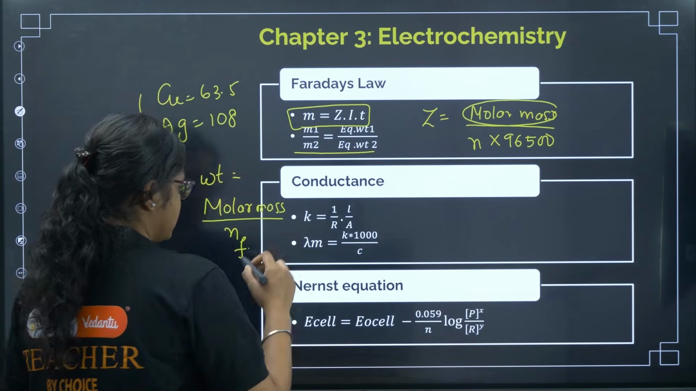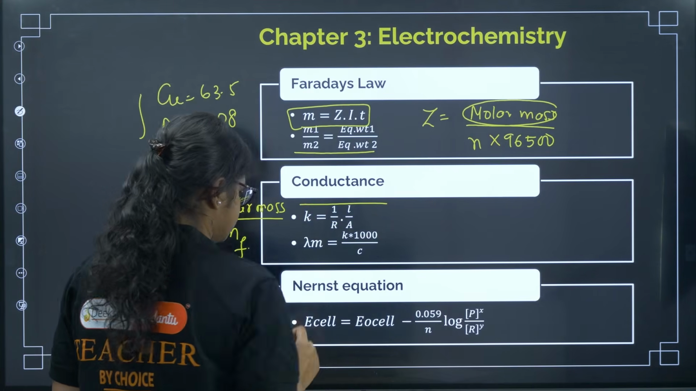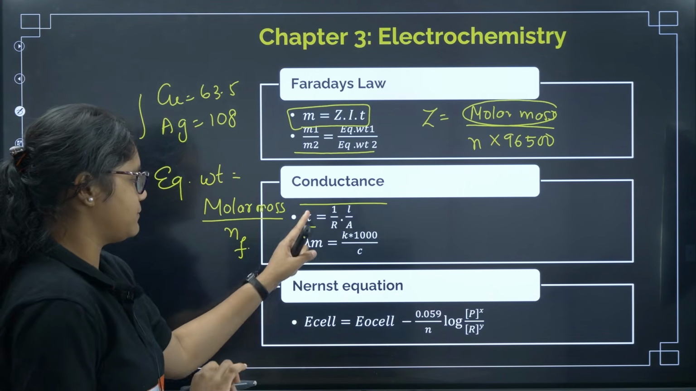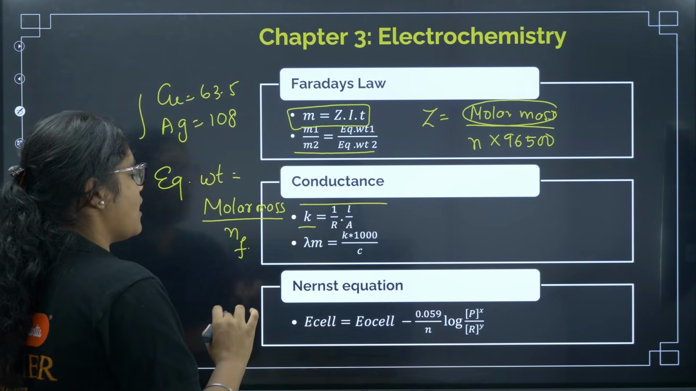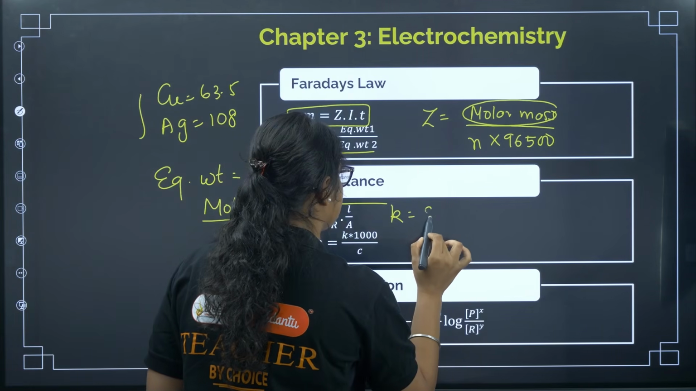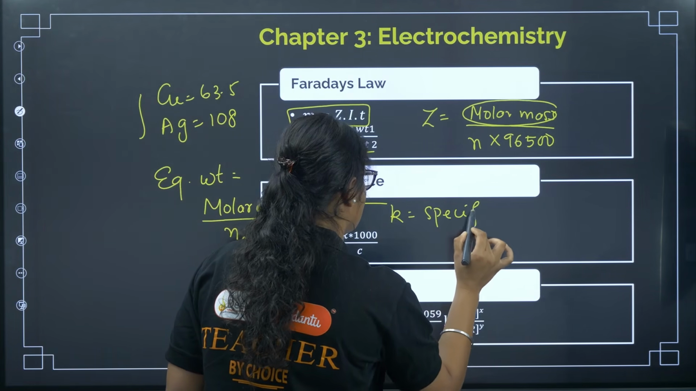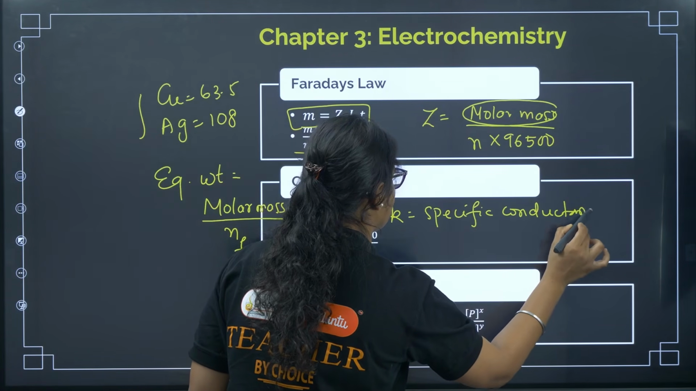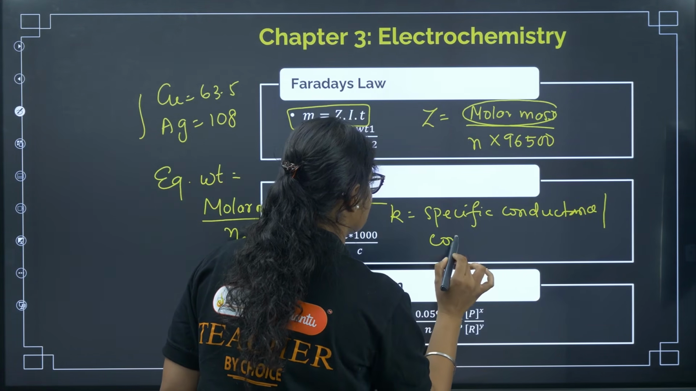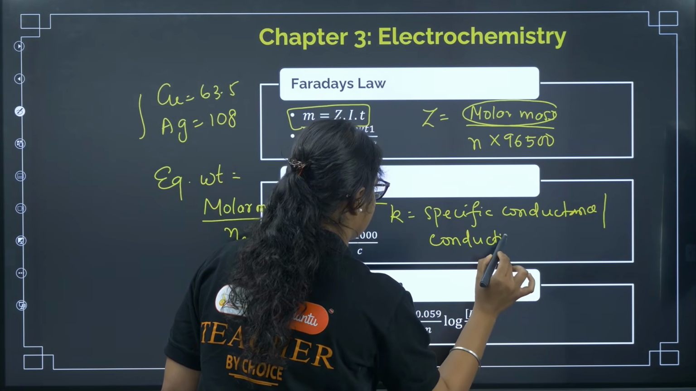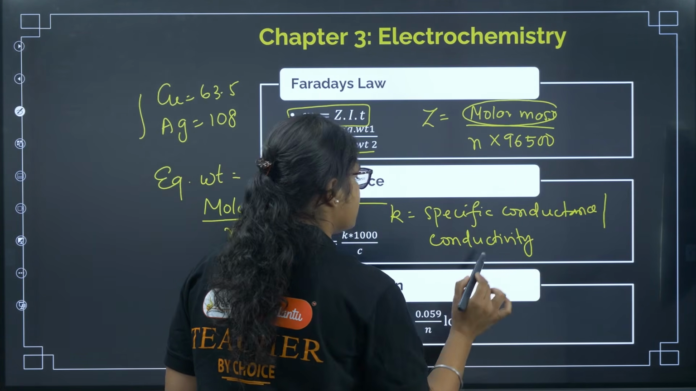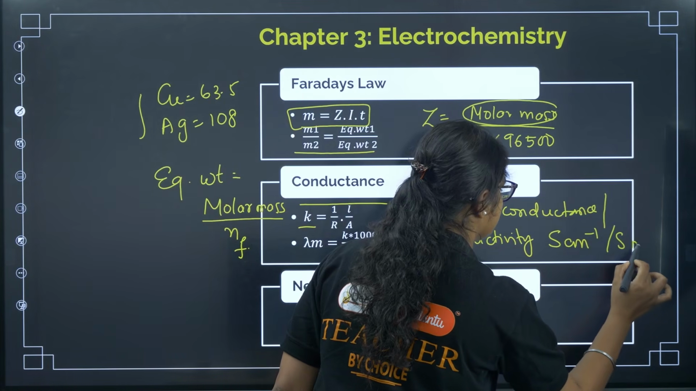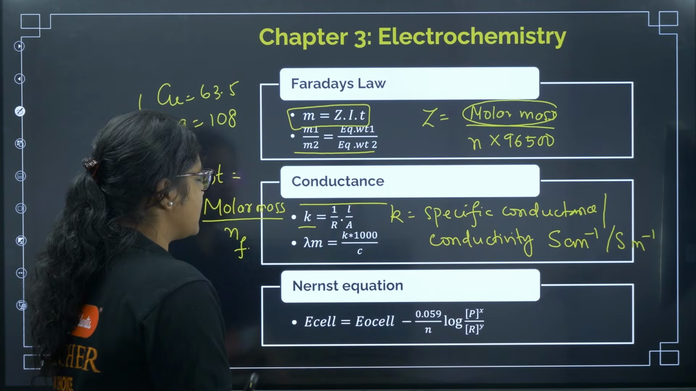Now coming to the second topic, conductance. Under conductance, first is your kappa value. Kappa is 1 by R into L by A, where kappa is the specific conductance. We have different names for this which confuses the student. First it is called specific conductance, or it is also called conductivity. The unit of this is S centimeter inverse or S meter inverse.